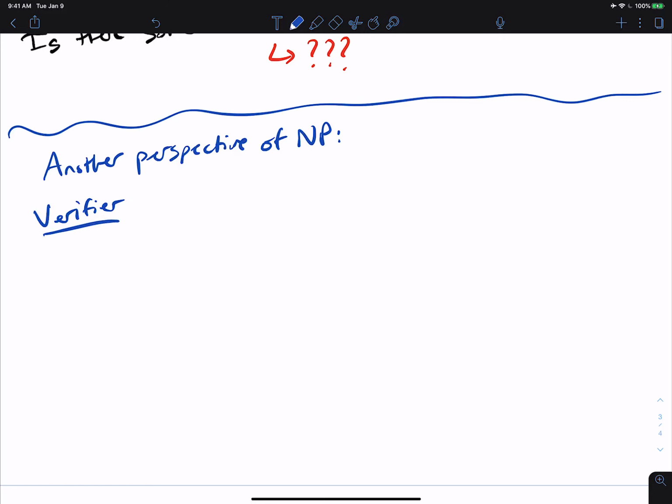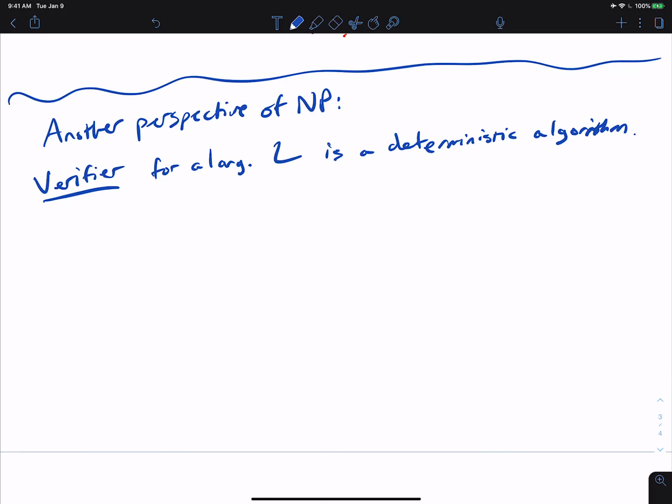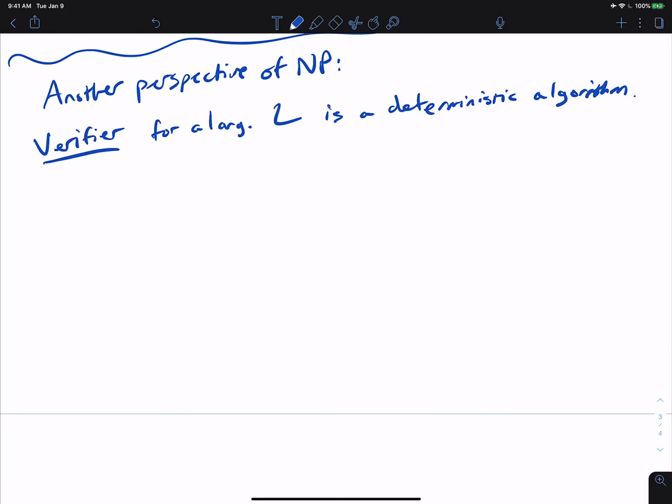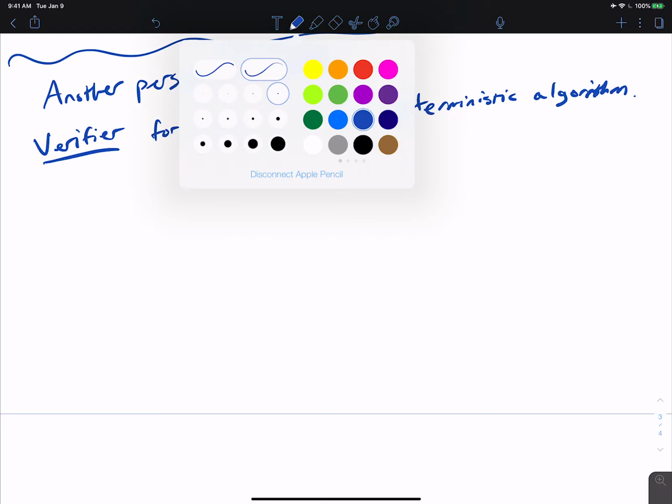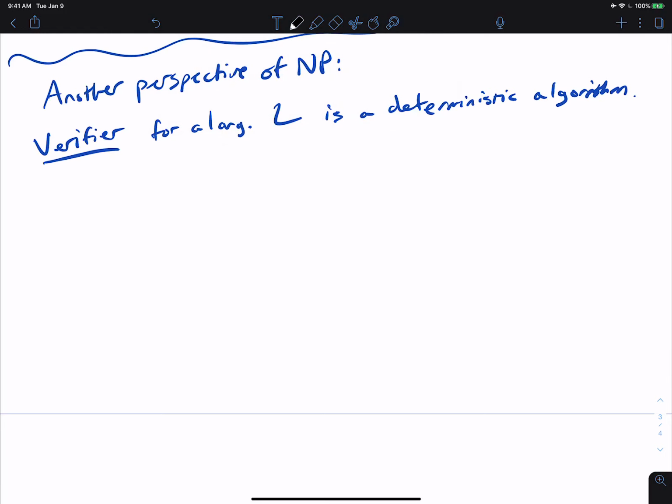So a verifier for a language L is a deterministic algorithm. It's just some algorithm that runs deterministically. There's no requirement on how fast it runs. So what is this verifier? I'm going to call it V. It's a deterministic algorithm, but it must have some property. So what does this verifier actually do?